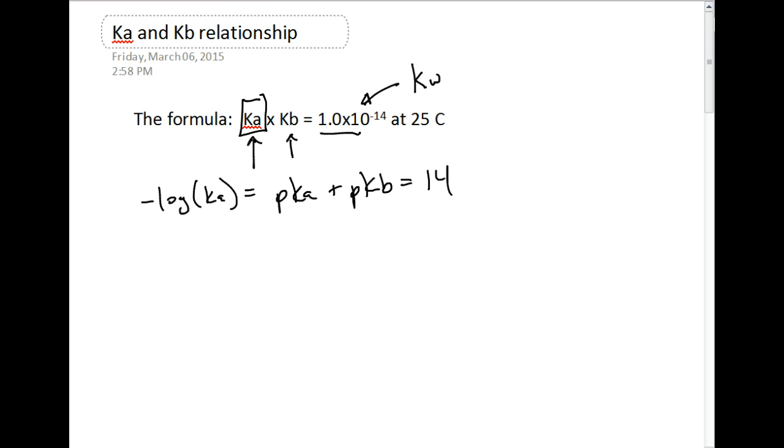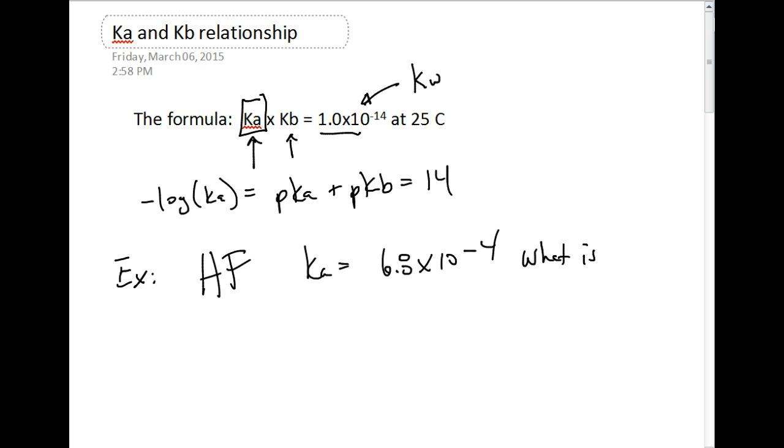Now, let's do some application of using the Ka times Kb equals Kw expression to solve some problems. So here's our first example. We're going to say that the weak acid HF, hydrofluoric acid, has a Ka value equal to 6.8 times 10 to the negative 4th. And the question is, what is the Kb value for the fluoride ion?